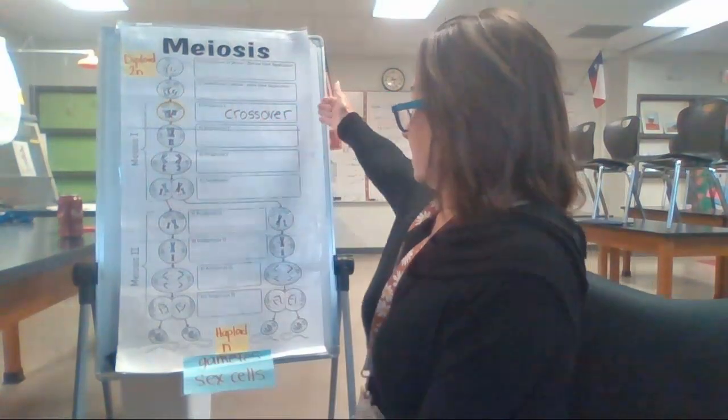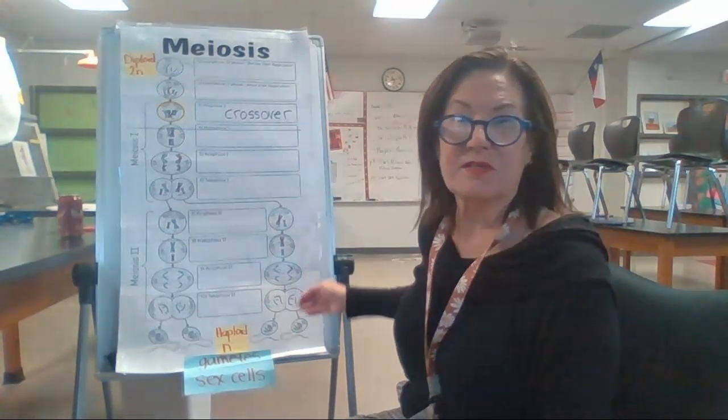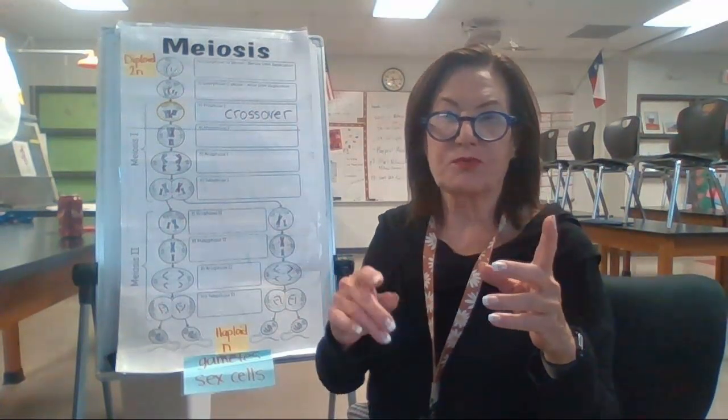We are going to be learning about meiosis today, and as you can see here, meiosis is the division of your sex cells. So that means either your eggs or your sperm, and they're going to be called gametes. And what we see here is that we're going to go through it like we did with mitosis, but we're going to do it two times because we're going to do two different divisions.